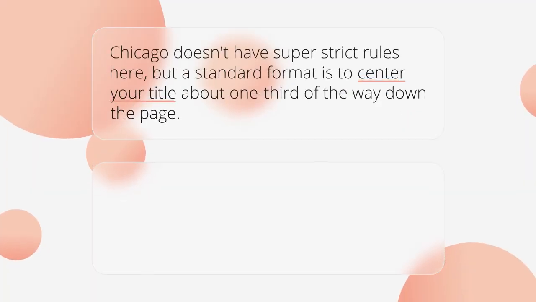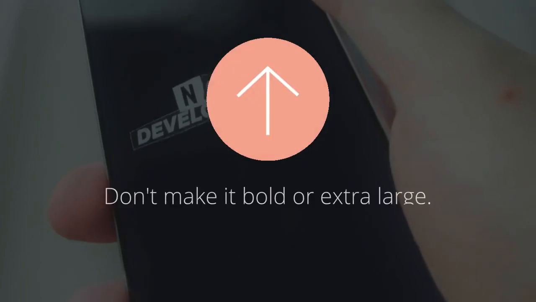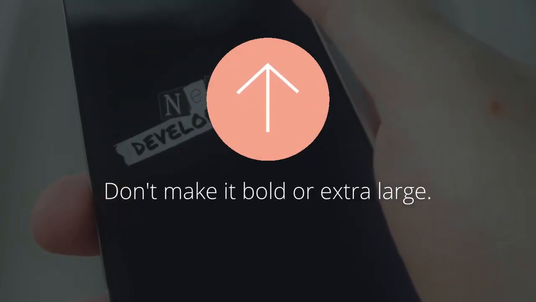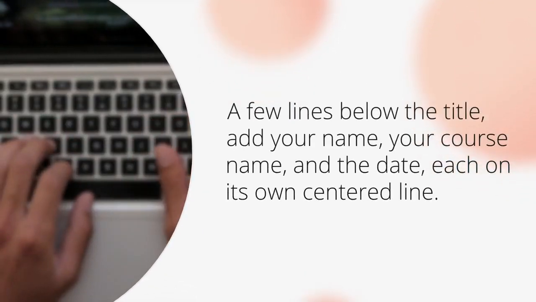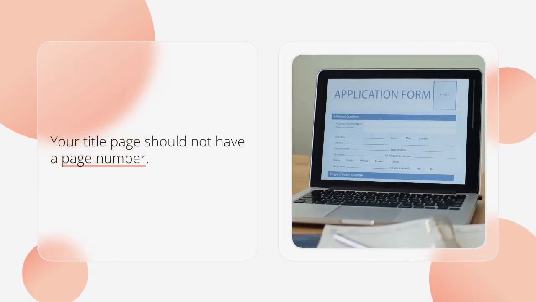Chicago doesn't have super strict rules here, but a standard format is to center your title about 1/3 of the way down the page. Don't make it bold or extra large. A few lines below the title, add your name, your course name, and the date, each on its own centered line. Your title page should not have a page number.